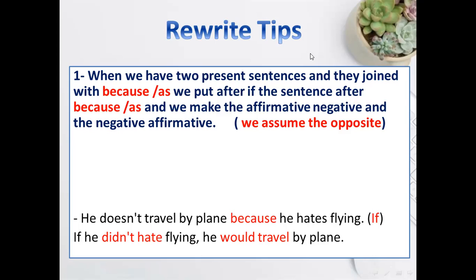Okay, focus with me on this sentence. If he didn't hate flying, he would travel by plane. We took the sentence after because, after if, and we made it past simple, and if it's affirmative, we make it negative. Here he hates flying. So if he didn't hate flying, I will assume the opposite. And the second sentence I will make affirmative. It is negative, doesn't. I will make it affirmative and I will put would plus the infinitive. So he would travel. If he didn't hate flying, he would travel by plane.